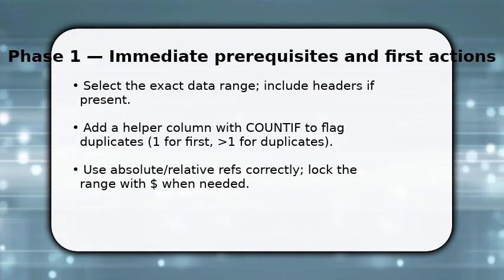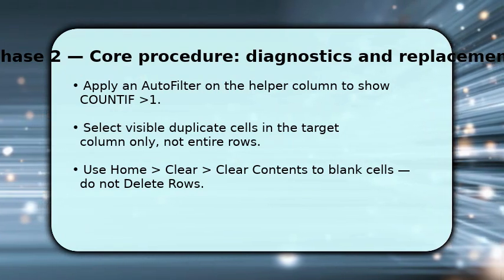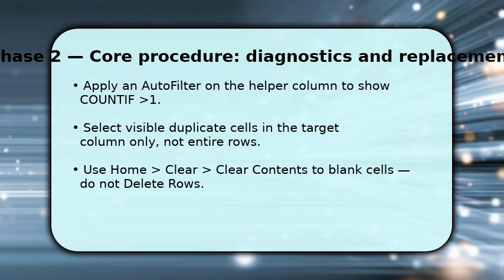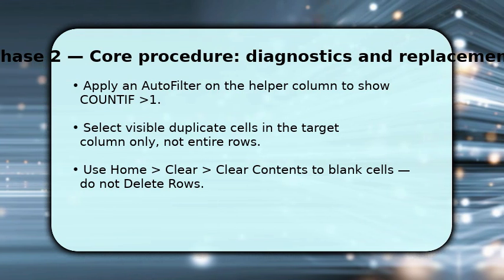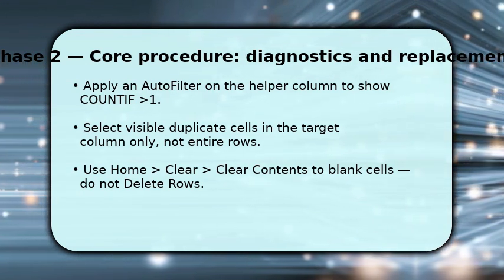This step explains why we don't delete rows. Once done, apply a filter on the helper column to display only entries with COUNTIF greater than 1. With those duplicates visible, carefully select the target column cells you want emptied. Do not select whole rows. Then use Home, Clear Contents to blank the duplicates.